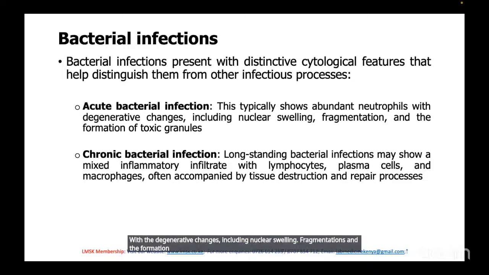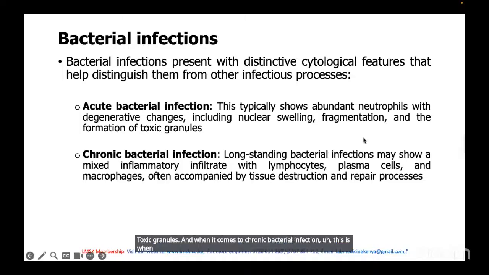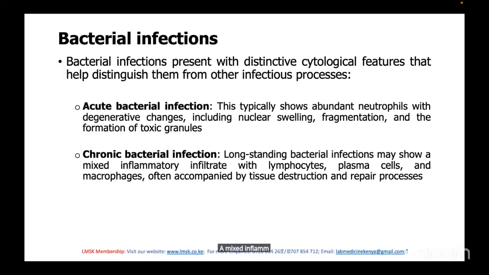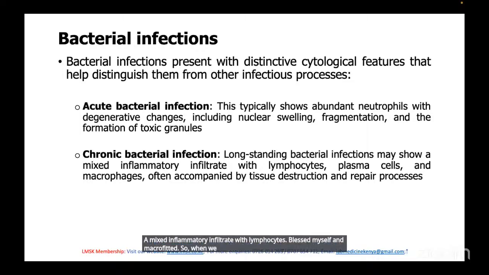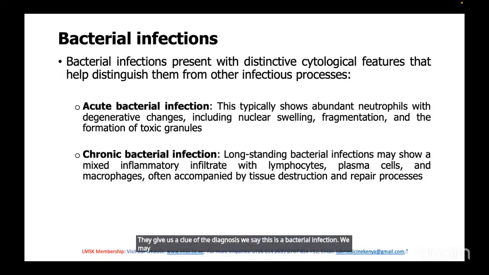formation of toxic granules. And when it comes to chronic bacterial infection, long-standing bacterial infections may show a mixed inflammatory infiltrate with lymphocytes, plasma cells, and macrophages. So when we see lymphocytes, plasma cells and macrophages, they give us a clue to the diagnosis. We say this is a bacterial infection. We may be specific or non-specific.